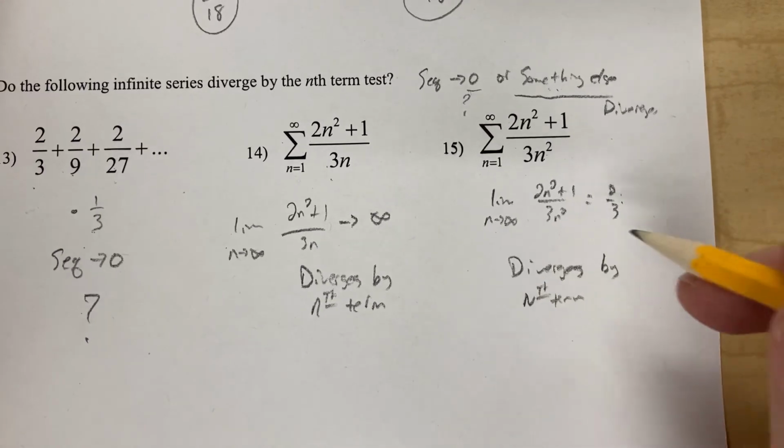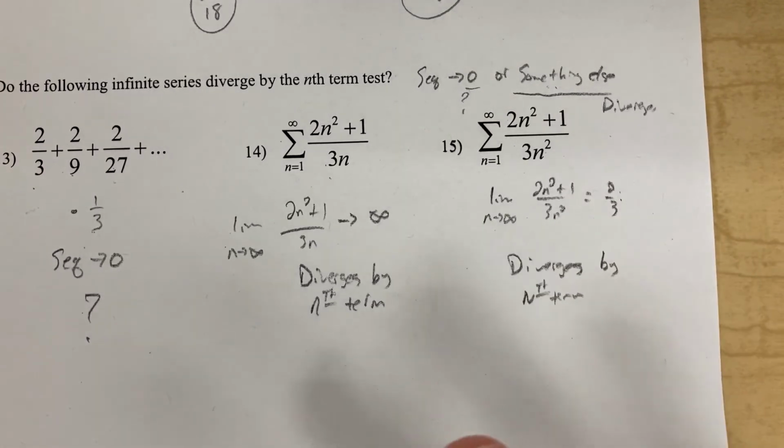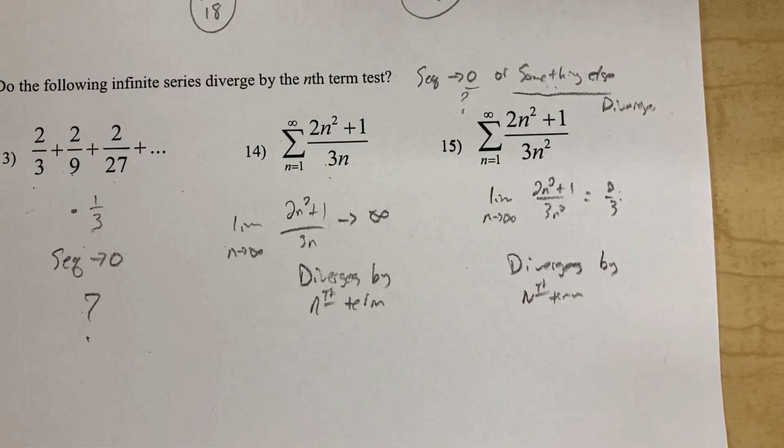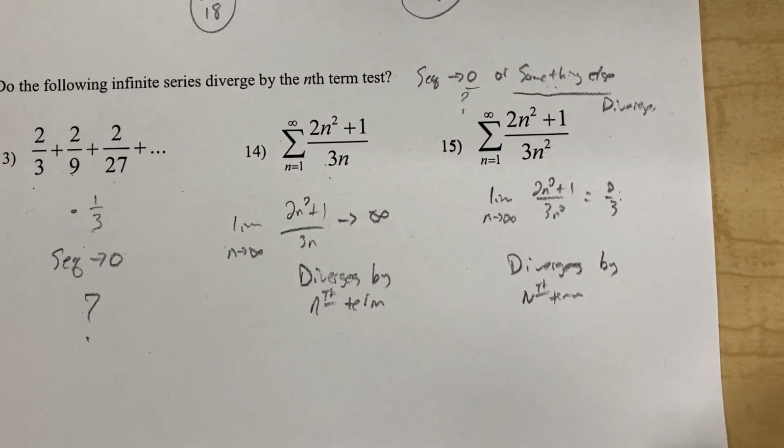The sequence has to go to 0. It has to converge to 0 so that over time you've settled on some limit, some sum. If it's anything other than 0, it's just going to keep getting bigger and bigger.